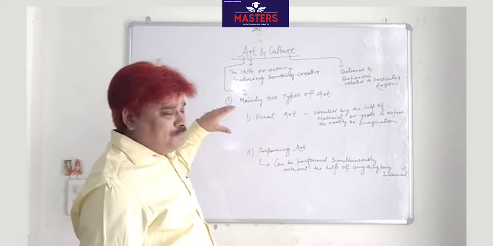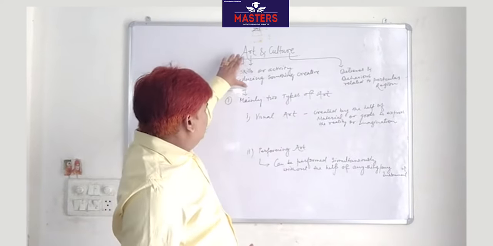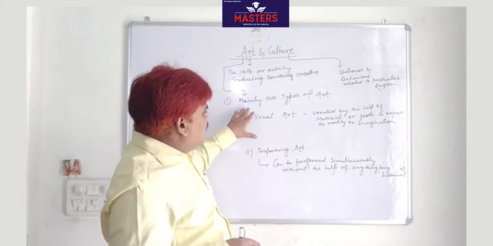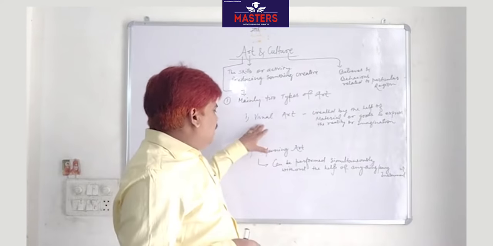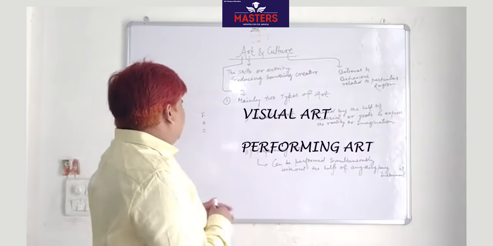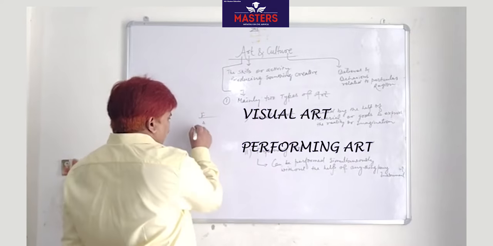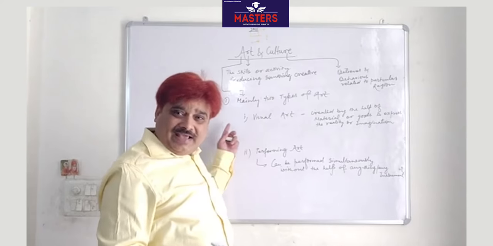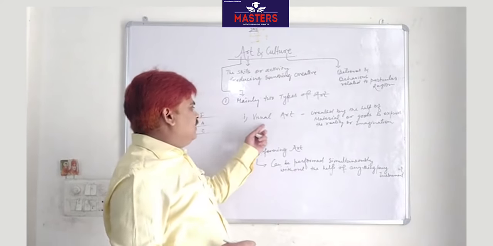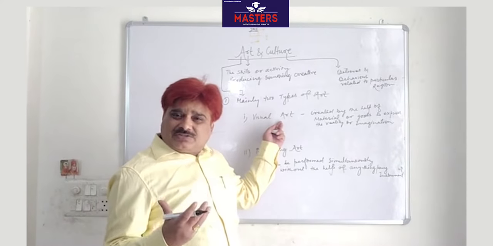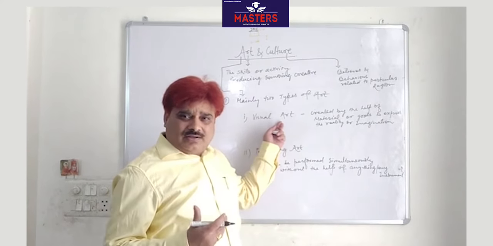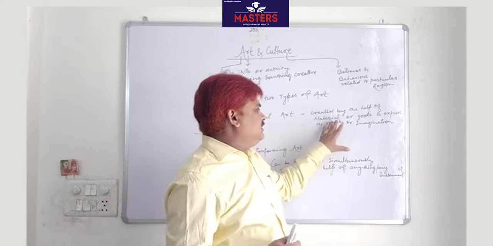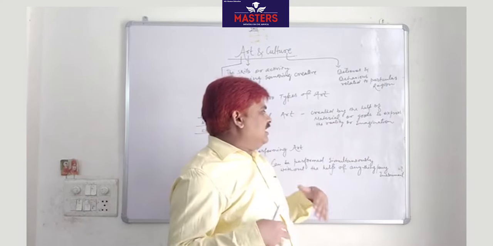Okay, now the term for types of art. According to me, in brief, mainly two types of art: visual art or performing art. Many people are saying that fine art, applied art, conceptual art, all these types of art are also parts of visual art. What about visual art? Again, in brief, we can say visual art is created with the help of material or goods to express reality or imagination.